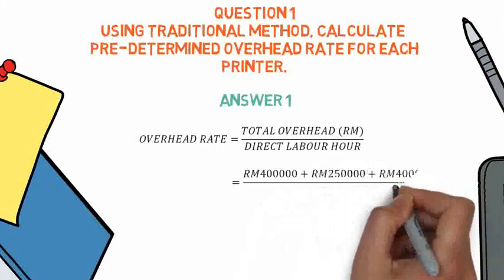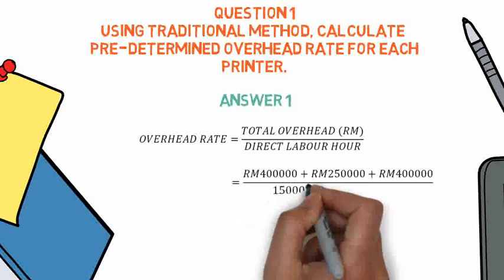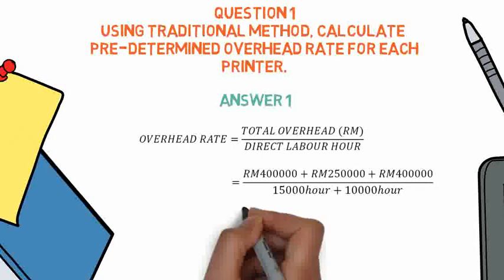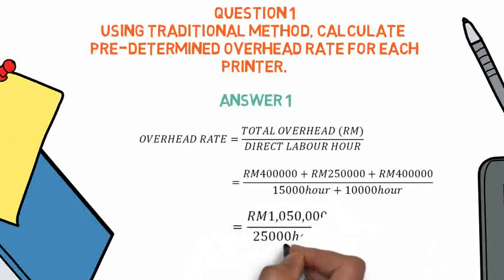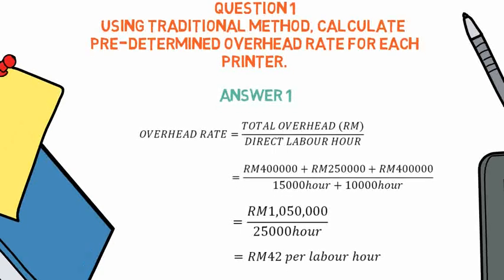RM400,000 plus RM250,000 plus RM400,000 equals RM1,050,000. As for total direct labor hours, 15,000 hours plus 10,000 hours equals 25,000 hours. So, the predetermined overhead rate is RM1,050,000 divided by 25,000 hours equals RM42 per labor hour.